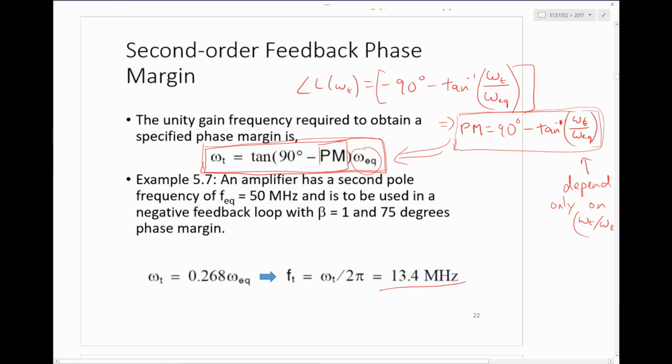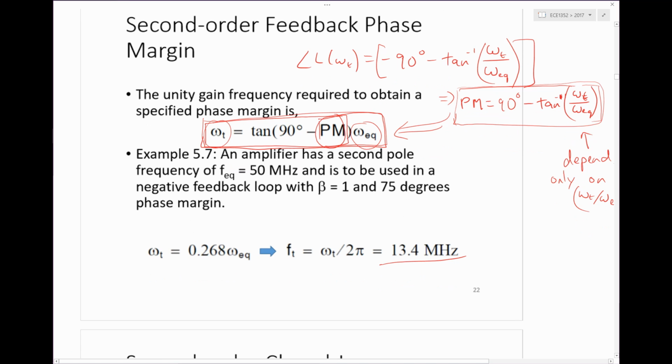We're going to know omega EQ. We're going to have a spec on phase margin, and we're going to use this to figure out what omega t needs to be.